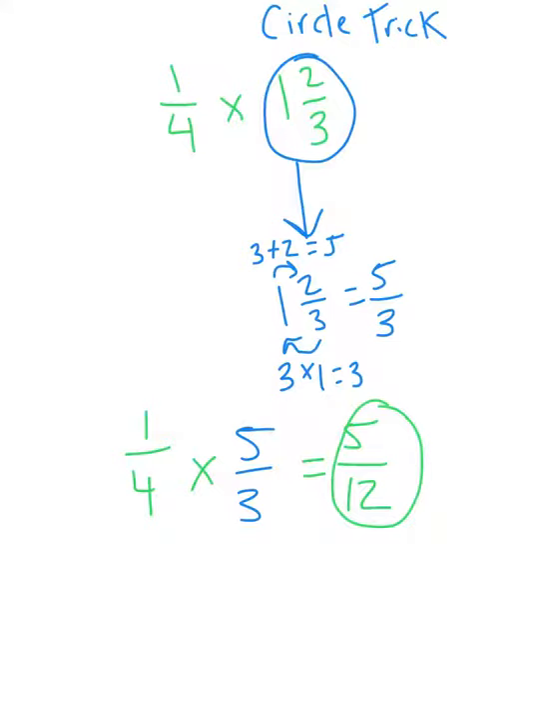Sometimes, let's move this over. Sometimes you might have an equation that has two mixed numbers in it. So for example, if I was given the equation 2 1/2 times 2 3/4, I right away see that I have two mixed numbers, and I'm going to have to do that circle trick for both of them.